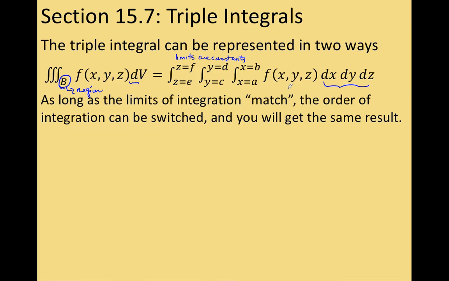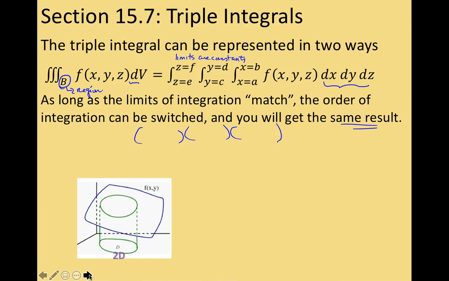As long as you match your limits of integration correctly, because your limits are constants, you can put this in any order that you like, right? Just match it up correctly. And further, if your integrand is a product of X, Y, and Z, you could literally make 3 integrals, right? 3 integrals, and multiply them together and you'll get the same result. But what's going on, right?